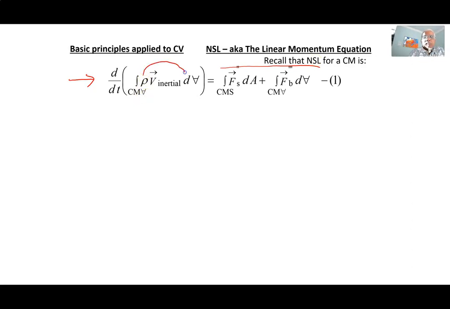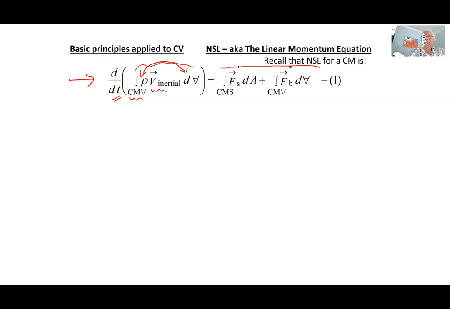Rho dV is the mass of a little differential volume, and so that's going to be dm, if you will, and then multiplied by the velocity of the fluid in that region, measured with respect to an inertial reference frame. That gives me the momentum, and then I integrate this momentum over the entire control volume. That gives me the total momentum of the fluid sitting inside my control volume, and I'm trying to find its rate of change on the left-hand side, right?